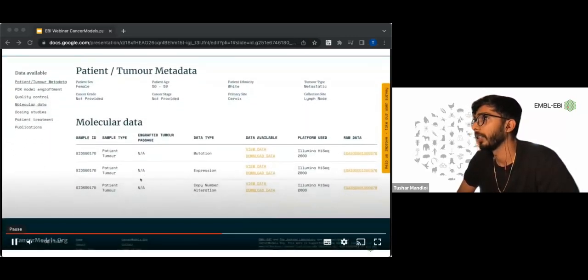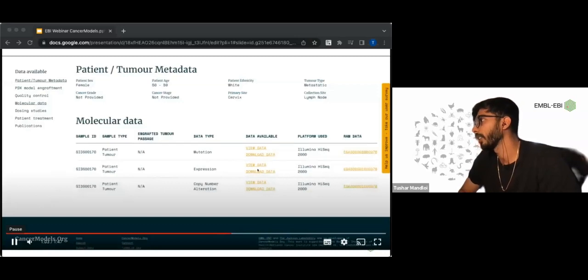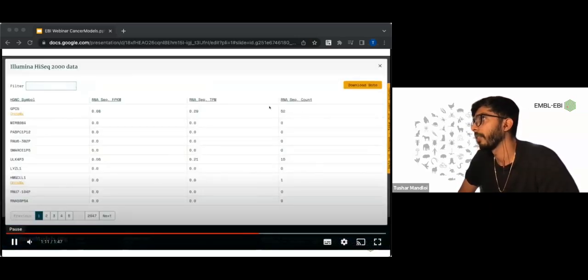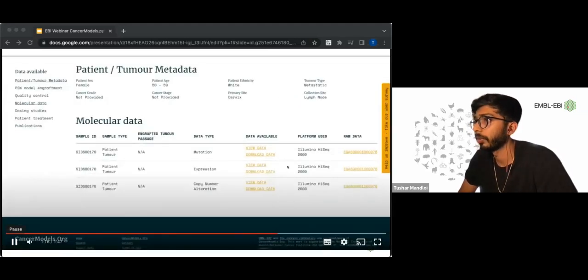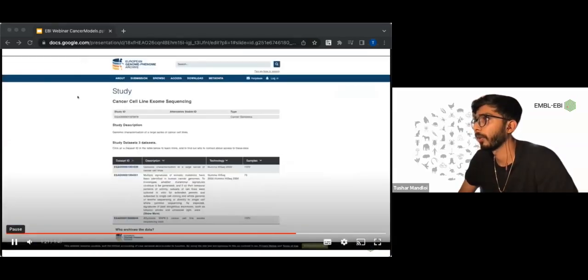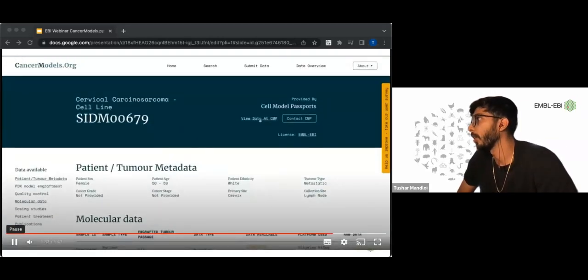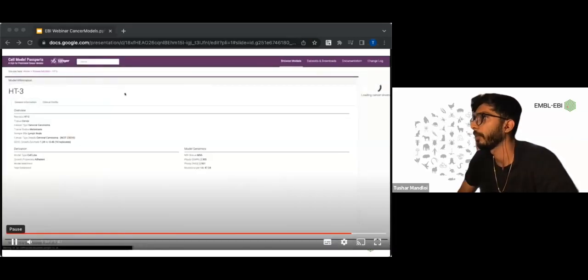Since he is interested in the expression data, he heads over to the molecular data section and selects the view data button for the expression data, where you can see we have FPKM value, TPM value, and counts. You can also fetch the raw data by clicking the raw data link for performing further analysis. For the raw data link, we integrate with EGA and ENA. He can also view the data or more information about the model at the provider side by clicking View Data at Provider.